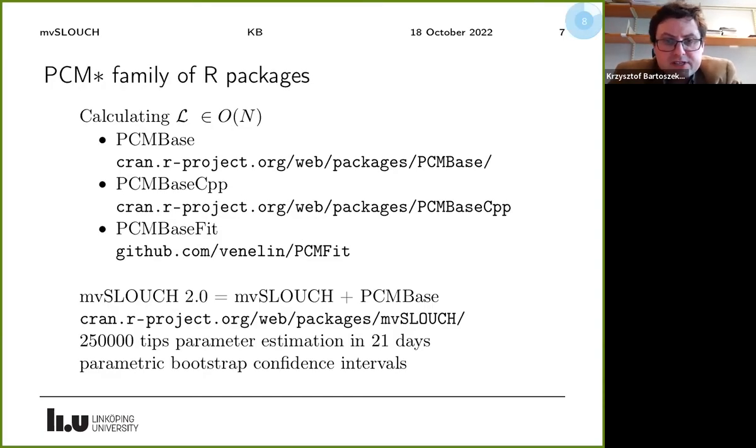So in this general framework, we can essentially have any Gaussian process that goes on top of the tree. And so we implemented this in a family of R packages. With the so-called PCMBase package, we provided a user interface where a user can specify any collection of models that evolve on the phylogeny, and then this PCMBase package just returns the likelihood function. Then the PCMBaseFit package, which still is not on CRAN, it's on GitHub, actually does parameter estimation for these models.